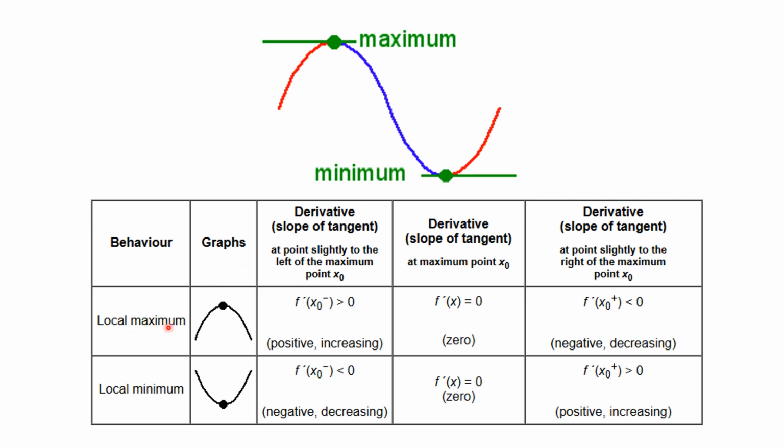How do we find a local maximum? The slope, the derivative, which is the slope of the tangent, at a point slightly to the left of the maximum is a point x0. How do we find this point? It is simply the derivative of the function. This is for your maximum. For the local minimum, it is also simply the derivative, but typically the sign changes, less than 0, greater than 0.